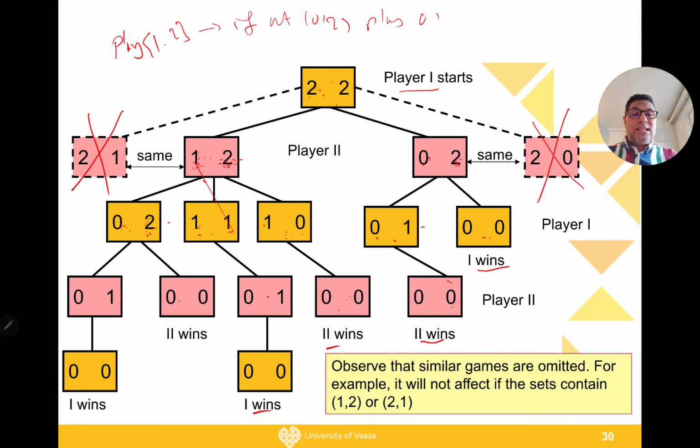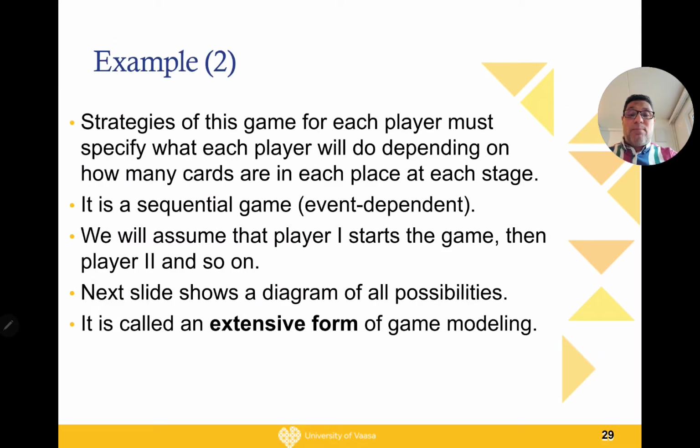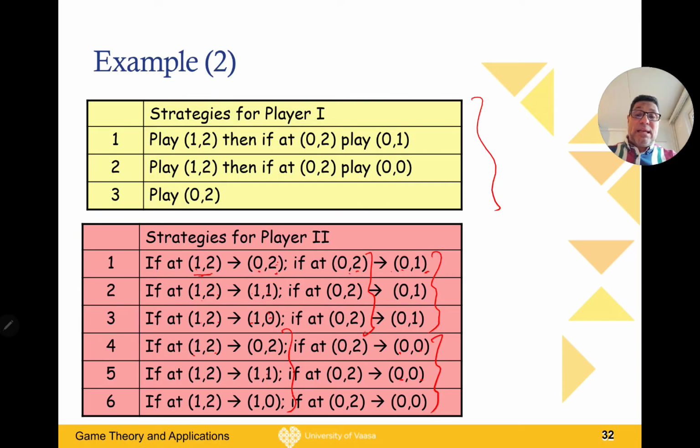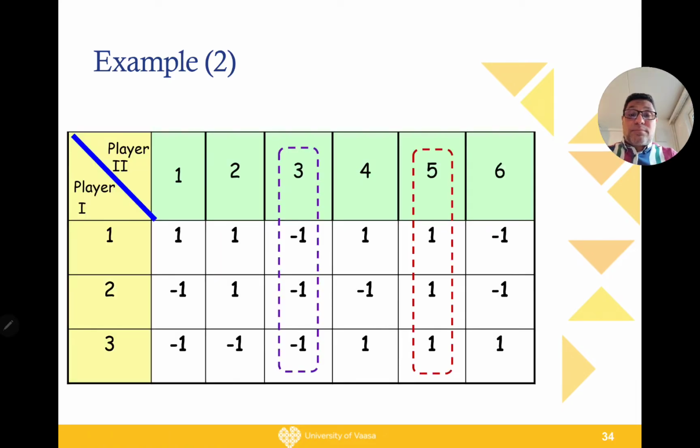So even in this simple game, we can see that we have six strategies for player 2, and we have 3 strategies for player 1. Now we can easily build the matrix. We put the strategies of player 1, we have only 3 strategies. For player 2, we have 6 strategies.